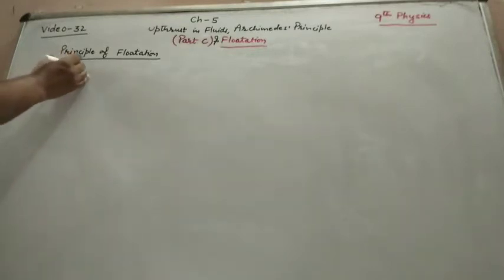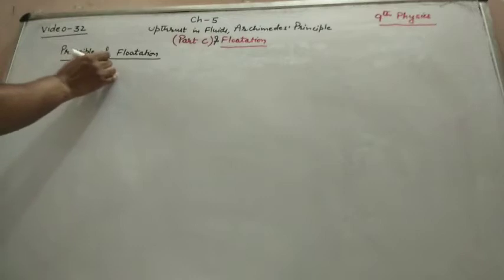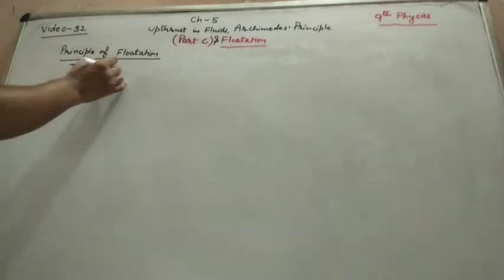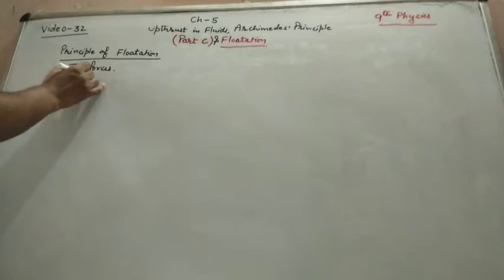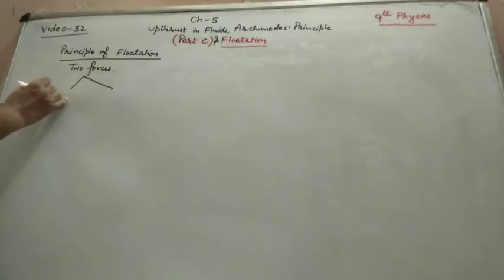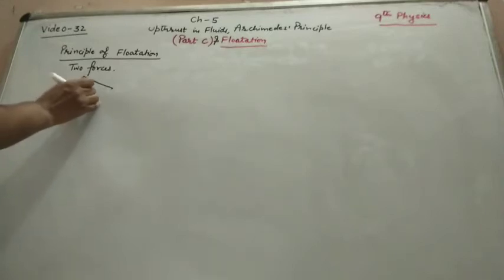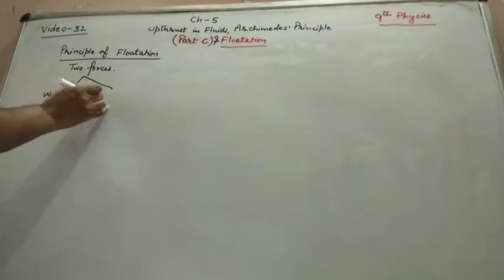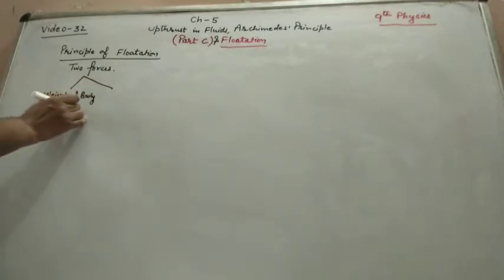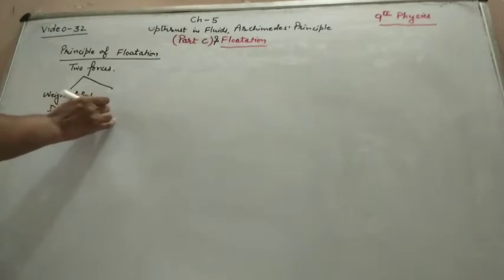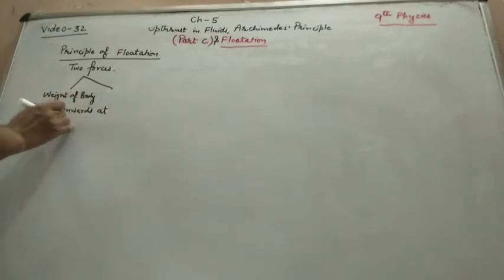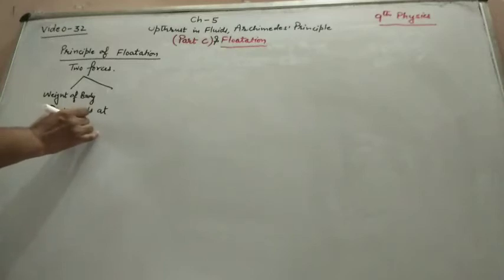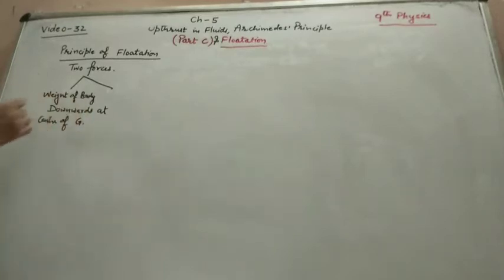When a body is immersed in a liquid, then two forces act on it. Two forces act on the body when it is immersed inside the liquid. First one is the weight of the body, which acts downwards at the center of gravity, at the center of gravity G.